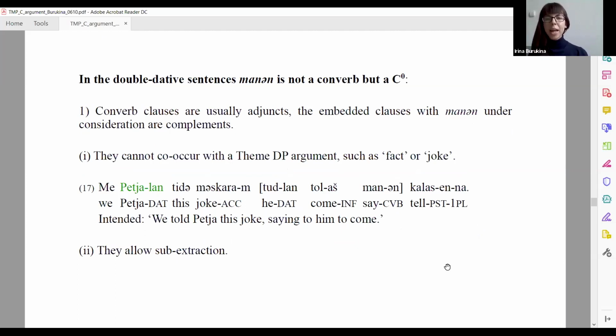And so what we have is something like, Mary spoke to us saying for Peter to come, for example. So this manen is something like saying, right, the converb. However, apparently this is also not the case. So first, we know that converb clauses in Mari are usually adjuncts, and these embedded clauses with manen are complements. I will skip the discussion here. You can ask me about it during the Q&A time.